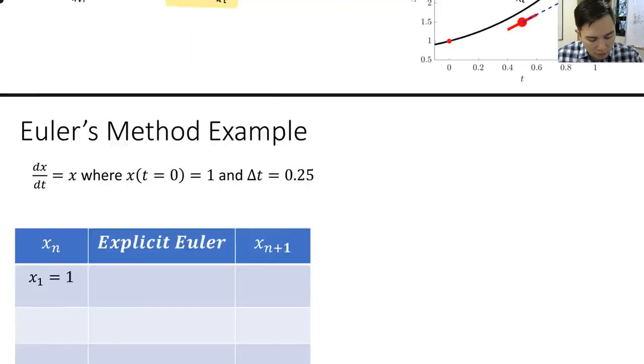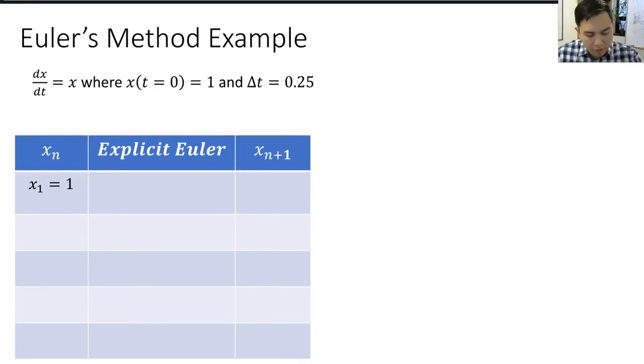So let's do a very brief example building off of that. Our function is very simple. dx/dt is equal to x, where our initial condition x at t equals 0 is equal to 1. And we're going to take steps of delta t equals 1/4. For reference, it's valuable for us to know what the analytic solution for this particular problem is.